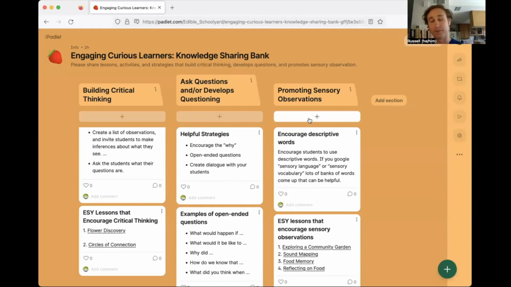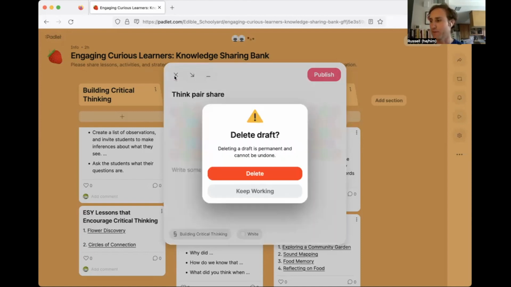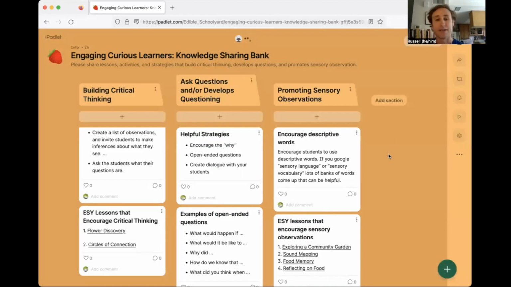In terms of how to use Padlet, what you can do is move your mouse to one of these plus signs. If you want to add an entry into the building critical thinking column, you can click that plus sign and then this text bubble will come up. This is already in there, but I'll share it as an example. You could say, think, pair, share, and write a little more of a description or an example of how this has been used in your setting and how it worked out. I won't actually publish it. So that's how to use Padlet.